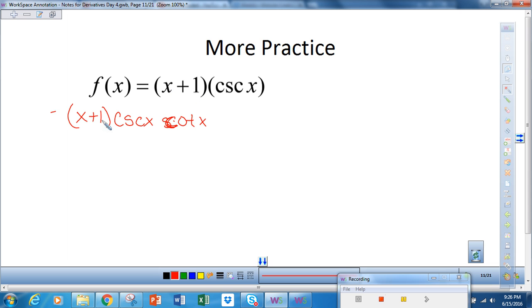So we kept the first one the same. We took the derivative of the second one. Plus, we keep the second one the same, and we take the derivative of x plus 1, which is 1, and that is our answer. And I need to be better about my notation. F prime of x is equal to that.